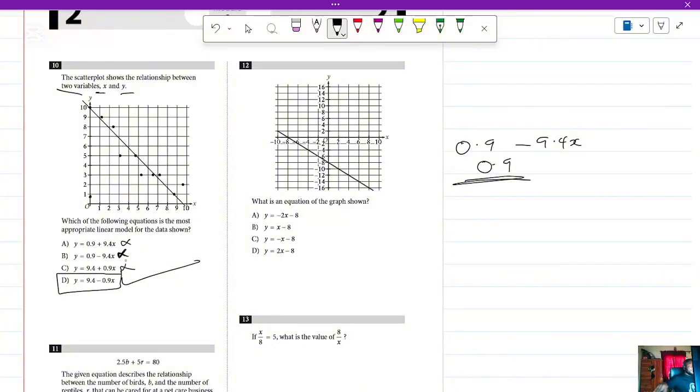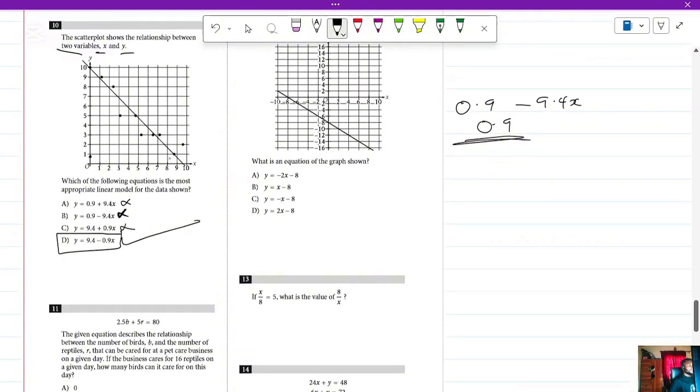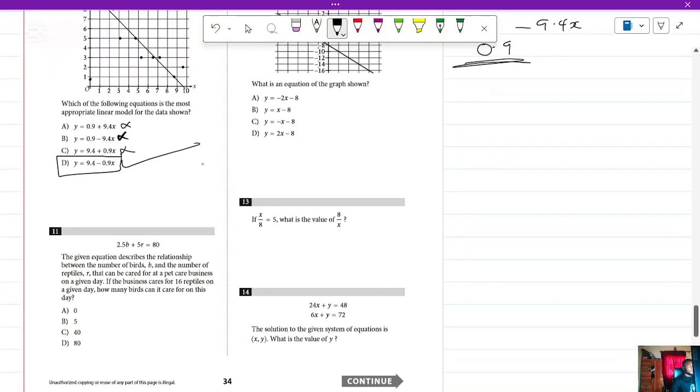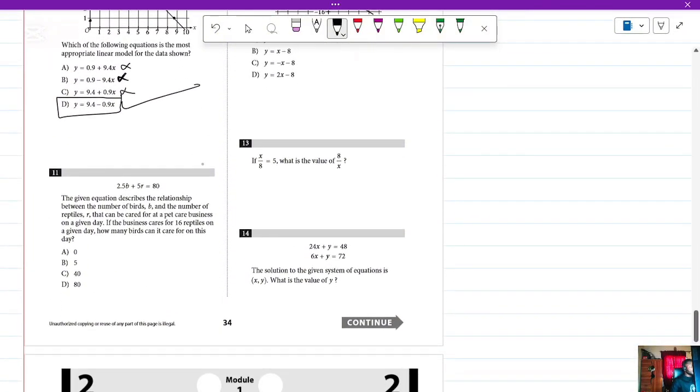All right, so now let's continue with number 11. Now this number 11 is also very easy. It said 2.5b plus 5r is equal to 80. The given equation describes the relationship between the number of birds B and the number of reptiles R that can be cared for at a pet care business on a given day. If the business cares for 16 reptiles on a given day, how many birds can it care for on this day? Remember, this is a linear equation of two variables.